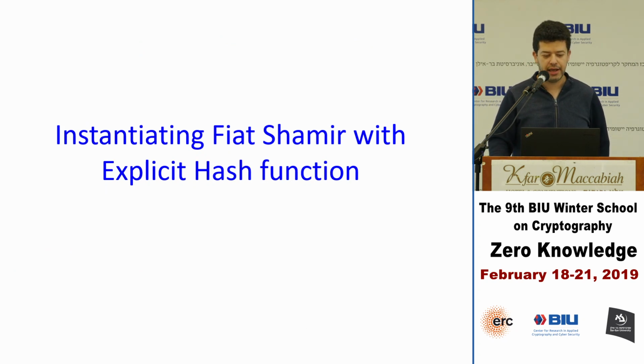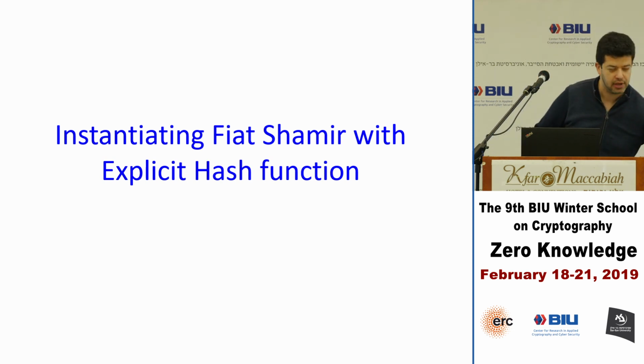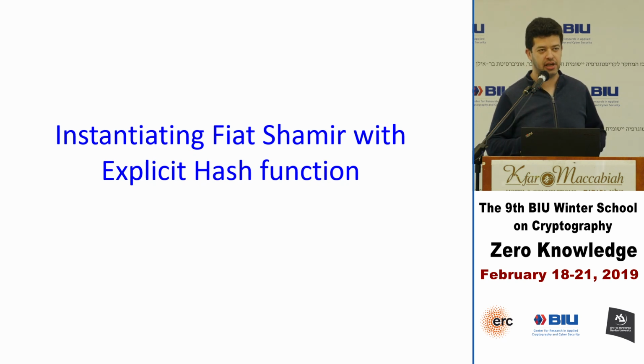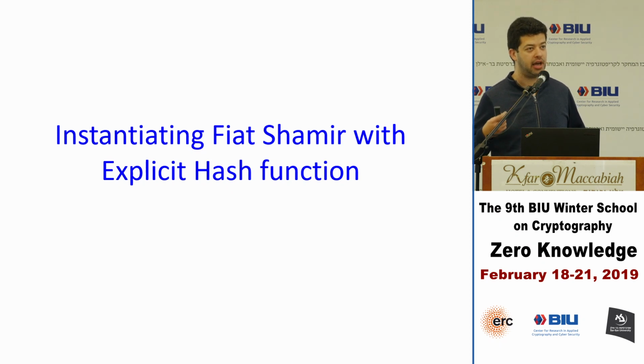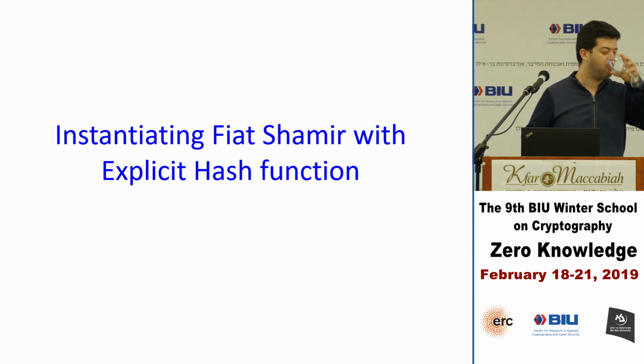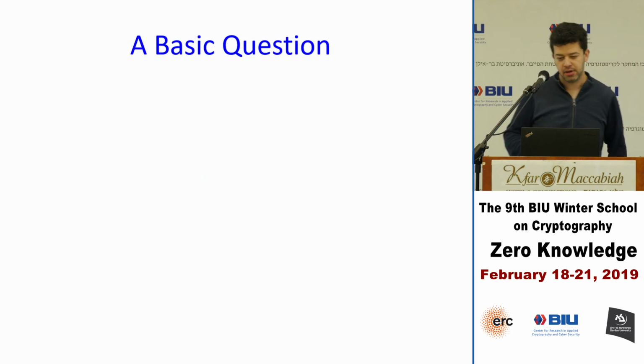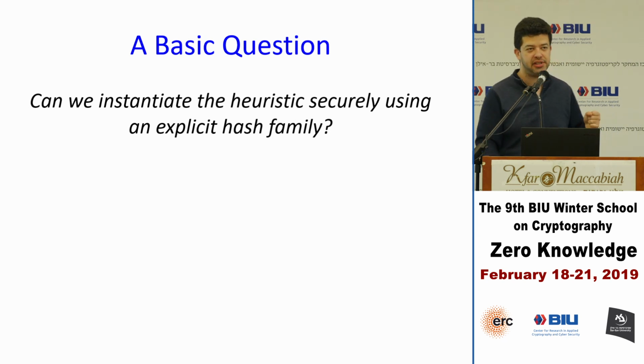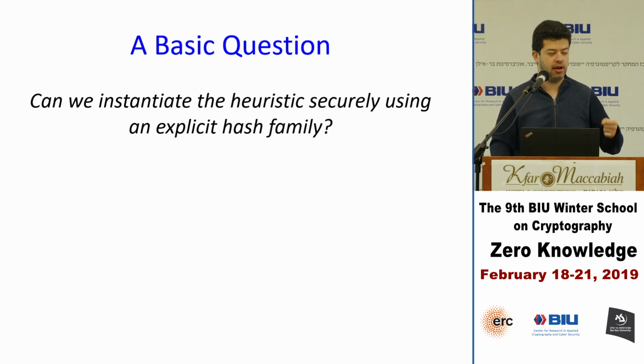Okay, so far we've started understanding how Fiat-Shamir works when using a random oracle. I want to start talking a little bit about instantiating the Fiat-Shamir transform using an explicit hash function, despite the negative indications that I've mentioned, and I'll go into more detail in my afternoon talk. I think this is a really basic and important question in cryptography. Can we instantiate the Fiat-Shamir transform securely using an explicit family of hash functions rather than this random oracle model?